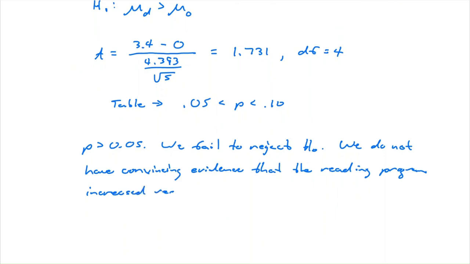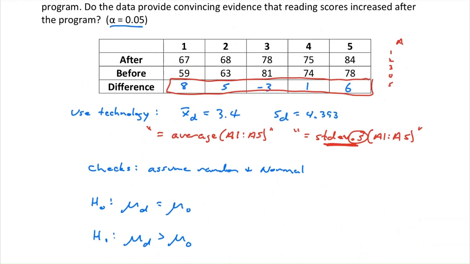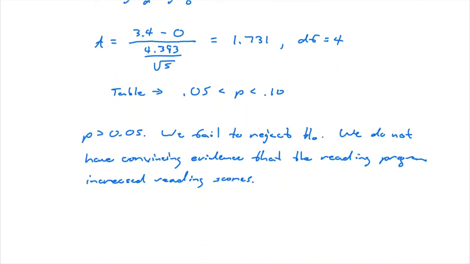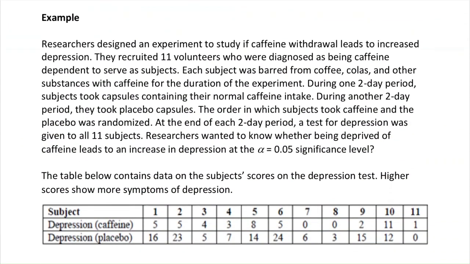So again, what's kind of interesting is when you look at the data, there was a difference, right? The students' scores, for the most part, did increase. Well, you had the one student who went down, but otherwise they increased anywhere from 1 to 8. But our statistical analysis shows that those differences weren't enough to show an actual or statistically significant improvement in their reading scores.